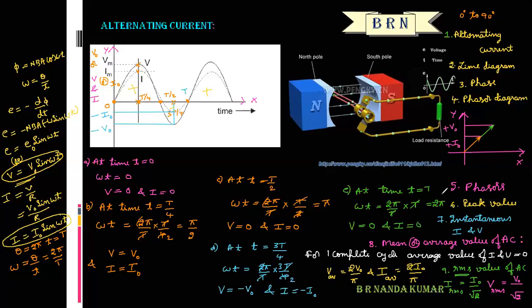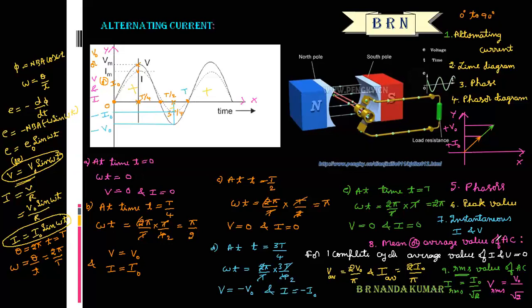The peak value means the maximum value of current or voltage during one complete cycle. Instantaneous value of voltage means the alternating voltage at any instant of time. The mathematical expression is V = V0 sin ωt. Instantaneous current means the alternating current at any instant of time: I = I0 sin ωt.